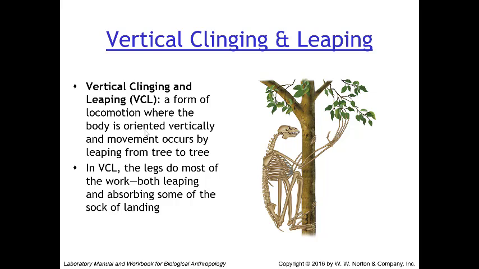We'll start first with vertical clinging and leaping. VCL is a form of locomotion where the body is oriented vertically and movement occurs by leaping from tree to tree. The primate will begin by clinging upright to a tree trunk, as we see here. It then will push off the tree with its legs and leap through the air. While it's leaping, it will flip and then land on another nearby tree in an upright clinging position. In VCL, because the pushing off of the tree is the important part, that's what propels them, right? The legs do most of the work, both leaping and absorbing some of the shock of landing.